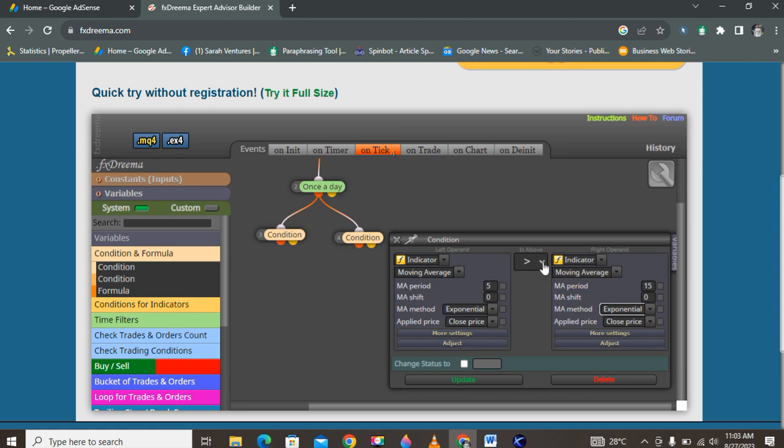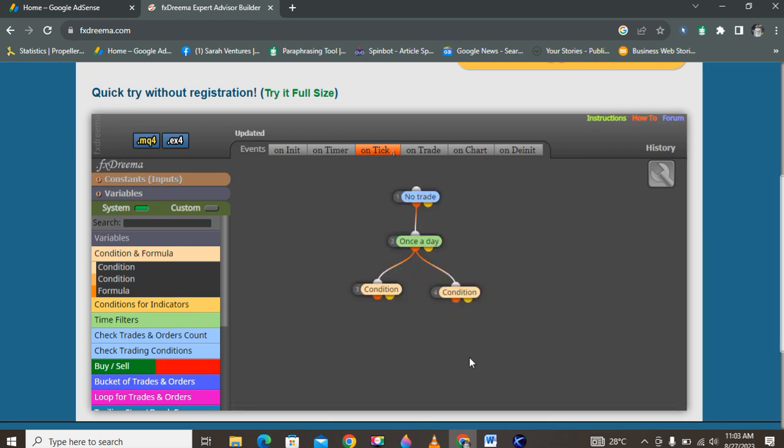Now, this is for the sell. For us to sell, the 5 moving average must cross the 15 moving average moving downward, or must cross below the 15 moving average. This one means below, this one means above. But this is sell, which means below. We're picking this one that shows below. Then we update. Good. We have set our two conditions for buy and sell.